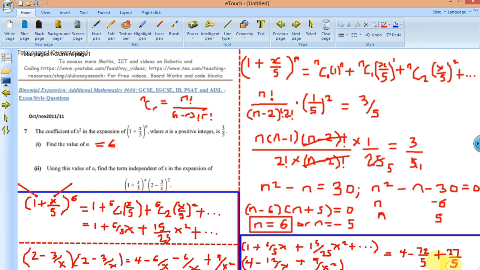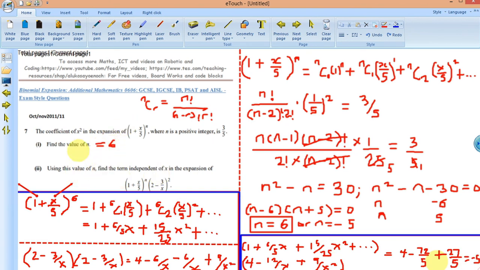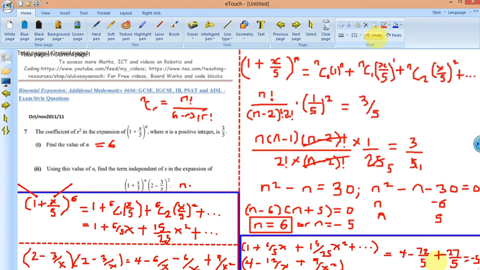So let's plug everything in the calculator now. So I have 4 minus 72 over 5 plus 27 over 5. So that is minus 5, which is correct. Okay guys, but here we are told that we want a positive value here, so the answer for this, the term independent of x, is actually minus 5.